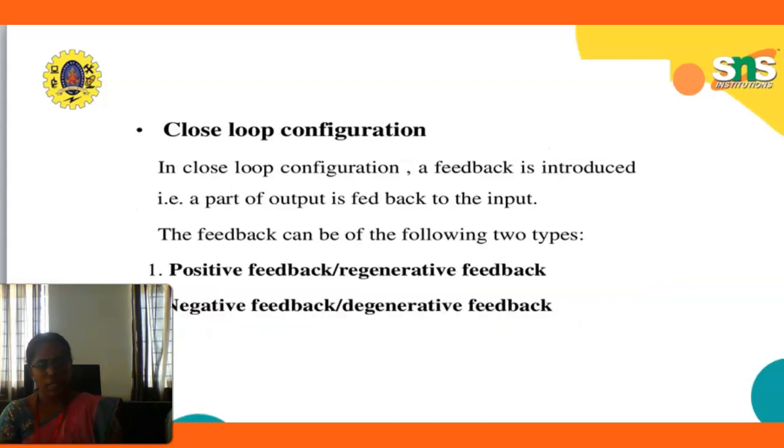Next, let us see what I mean by closed loop configuration. In the closed loop configuration, feedback is introduced as part of the output is fed back to the input. There are two types of feedback present in the closed loop configuration: number one, positive feedback or regenerative feedback, and number two, negative feedback or degenerative feedback. I will repeat this: positive feedback or regenerative feedback, negative feedback or degenerative feedback.